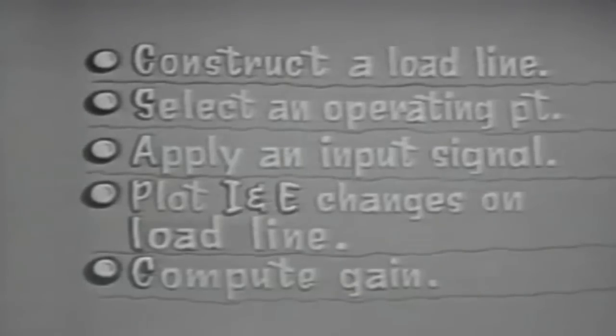Briefly, here are the steps we'll go through to demonstrate how an amplifier works and how much gain it provides. We'll construct a load line, select a point of operation on this load line, apply an input signal, plot current and voltage changes caused by this input signal on the load line. Then, using the current and voltage changes, we'll compute gain. We'll also change the size of the collector load resistance and see what happens to current and voltage gain.